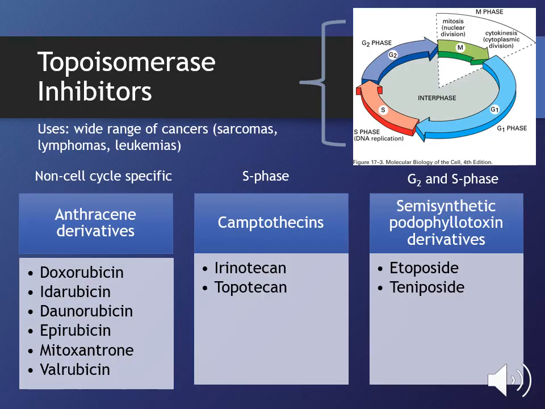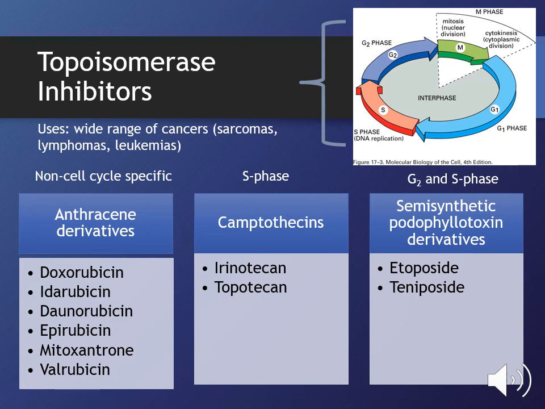So this class inhibits the topoisomerase enzyme, which is responsible for maintaining DNA structure during replication and transcription. The agents are used for a wide range of cancers, and they include the anthracene derivatives, the camptothecins, and the semi-synthetic podophyllotoxins. The anthracene derivatives inhibit topoisomerase 2, whereas the camptothecins inhibit topoisomerase 1, and the podophyllotoxins inhibit topoisomerase 2.